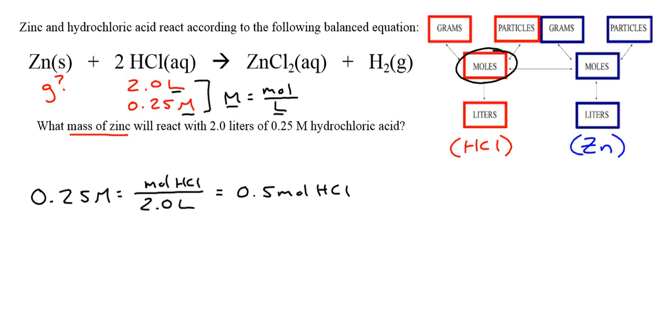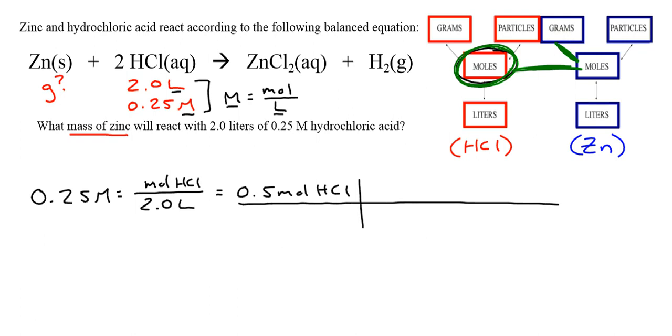So if I told you I had 0.5 moles of something and I wanted to find grams of something else, what would we do? We would start with moles of one thing, and then we'd find grams of something else. Nothing's different here. Same concept. So I have 2 more steps to go. I'm at moles already. So now I need to do the mole ratio step. So for every 2 moles of HCl, I have 1 mole of zinc.